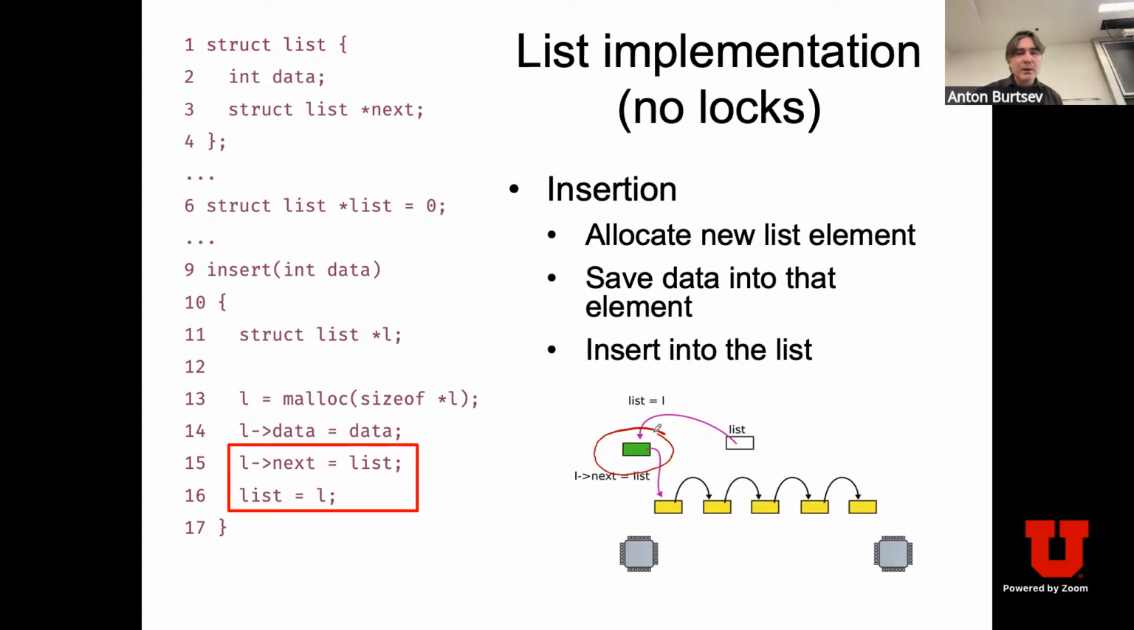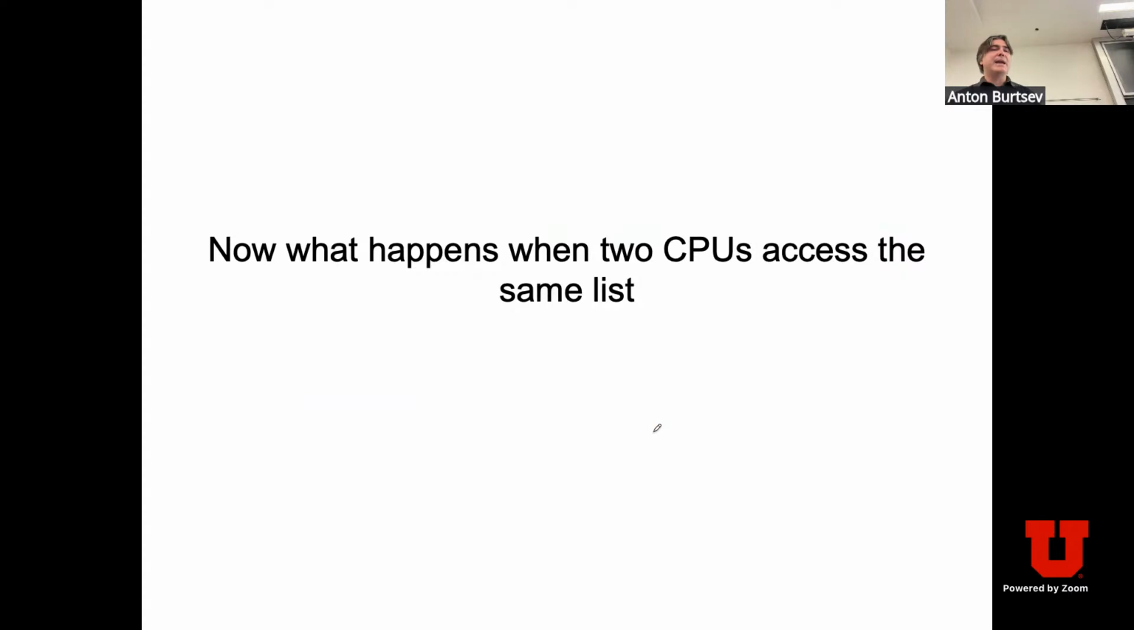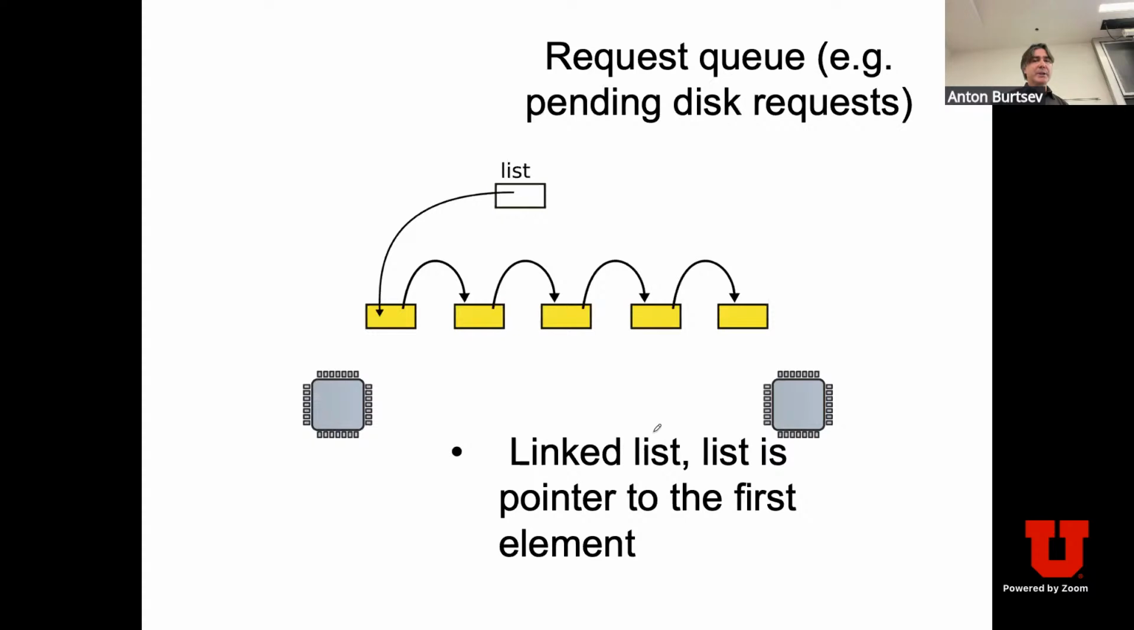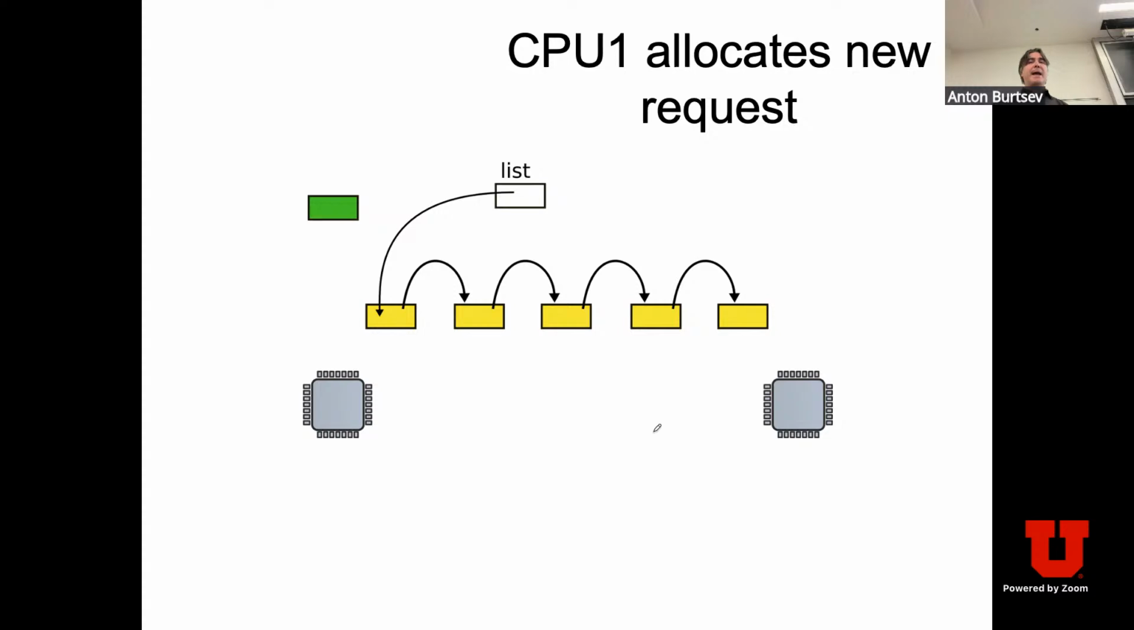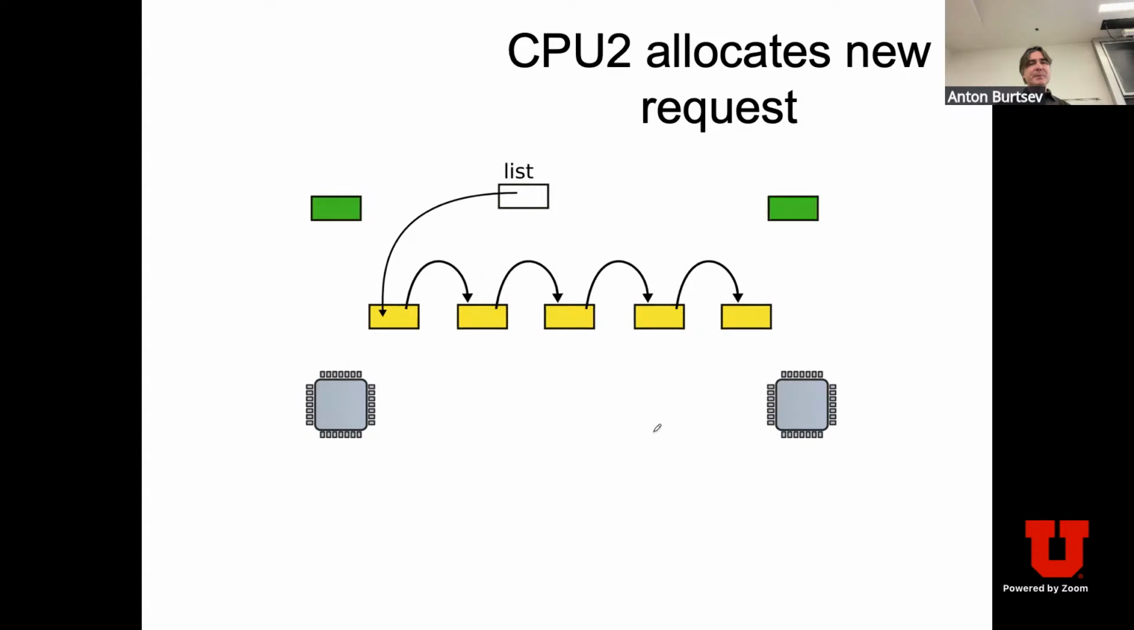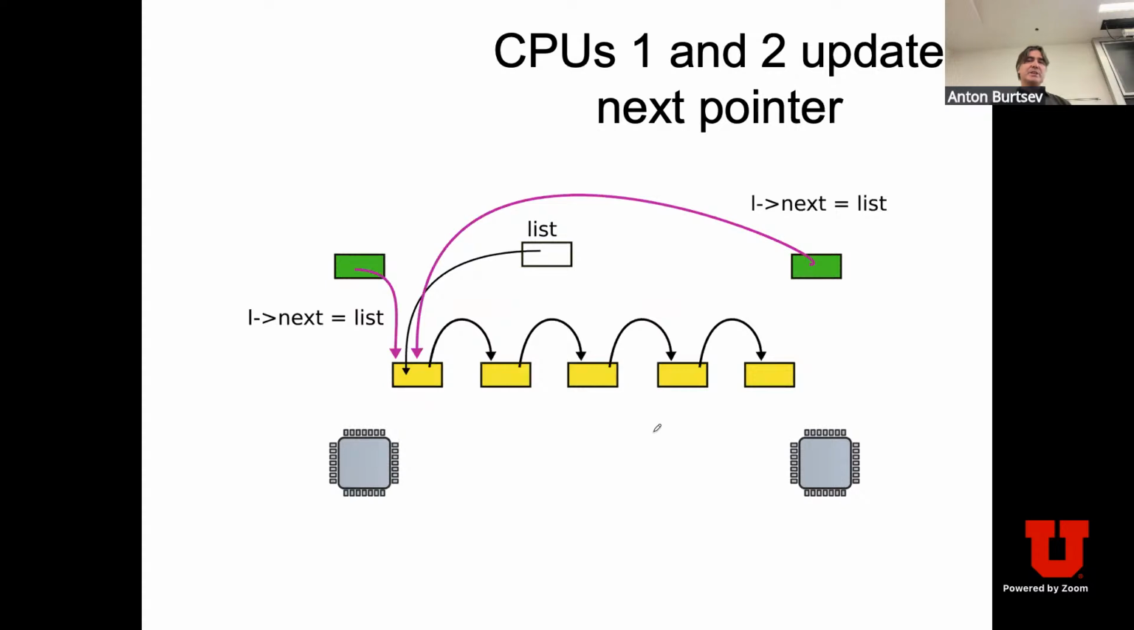Right? So now imagine the case when we have access to this list from multiple CPUs. So our diagram is like that. The list is in memory. The list variable points to the first element on the list. Both of the CPUs try to add elements to the list. So CPU 1 allocates a new request. CPU 2 allocates a new request. CPU 1 reaches this line, reads the list variable, so CPU 1 and CPU 2 update those next pointers.